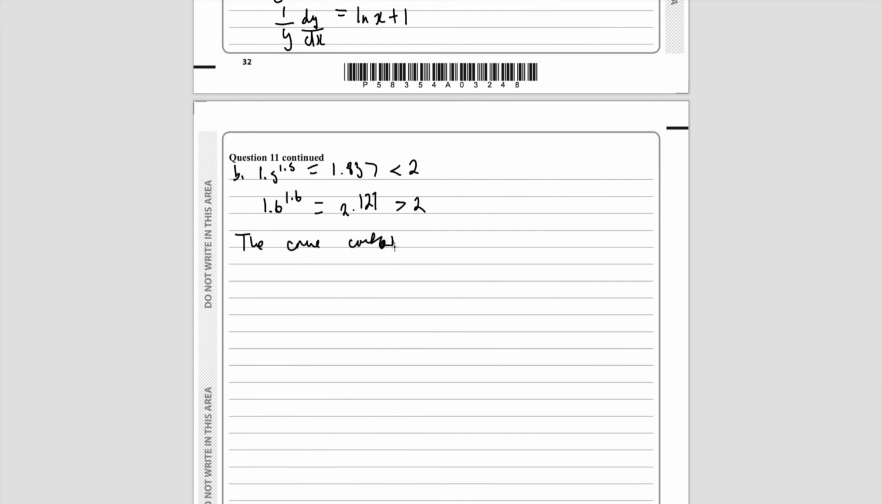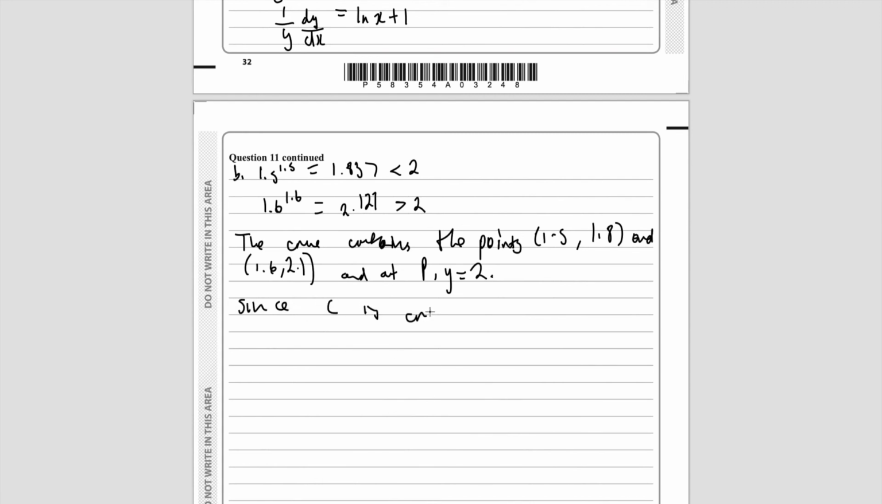contains the points (1.5, 1.8) and (1.6, 2.1), and at P y equals 2, since the curve C is continuous, we can therefore confirm that alpha is indeed between 1.5 and 1.6.